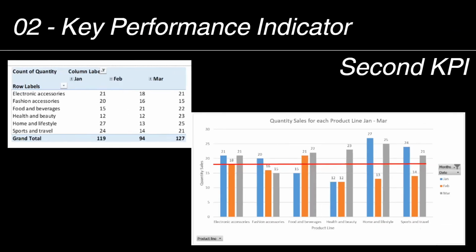And for the second, as on the screen, it's about the quantity of sales for each product line from January until March, and as you can see, the first one is the pivot table and the second one is the graph. Okay, next one will be explained by our friend Atar.